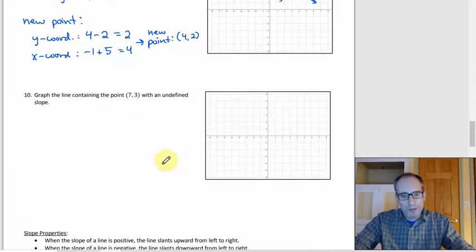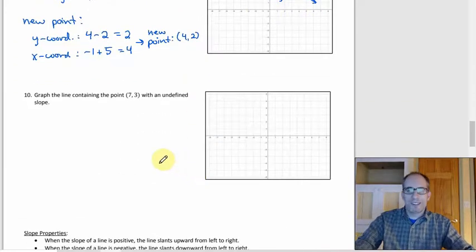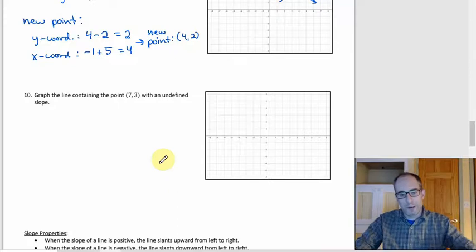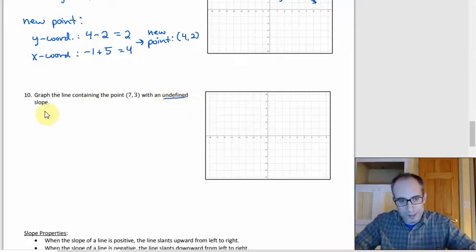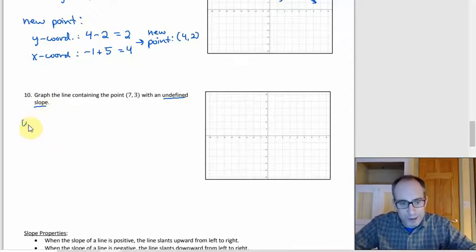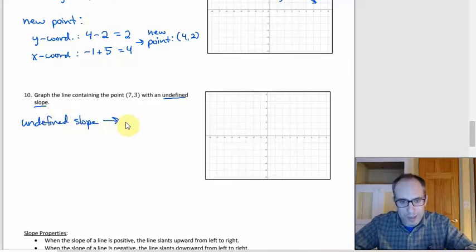All right, number 10, we want to graph the line containing the point 7, 3 with an undefined slope. So the key thing here is the undefined slope, because when you have an undefined slope, that means you have a vertical line. So I'm just going to write that in here. Undefined slope would imply that we have a vertical line.